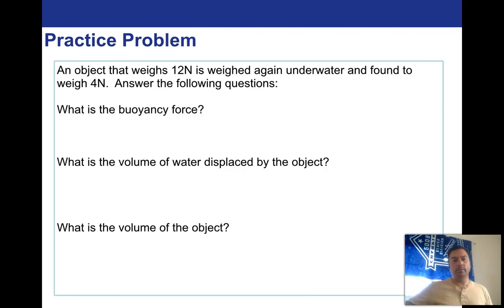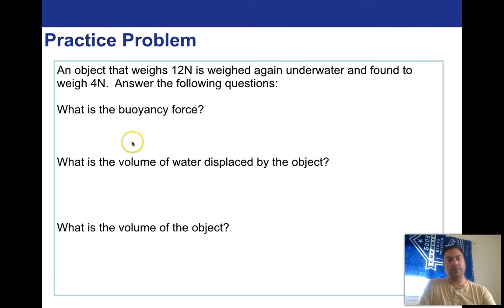All right. So let's do a practice problem really quick to get a better understanding of how, in this case, Archimedes' Principle is going to work. Our practice problem is: an object that weighs 12 newtons is weighed underwater and found to weigh 4 newtons. Answer the following questions. Okay? What is the buoyancy force?